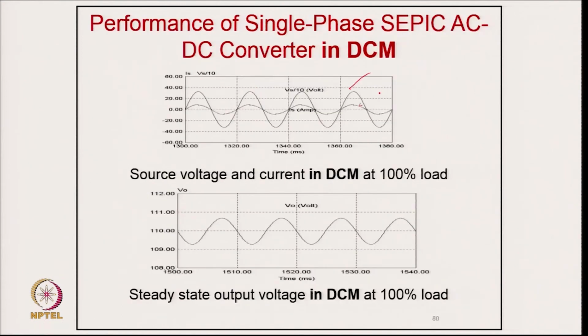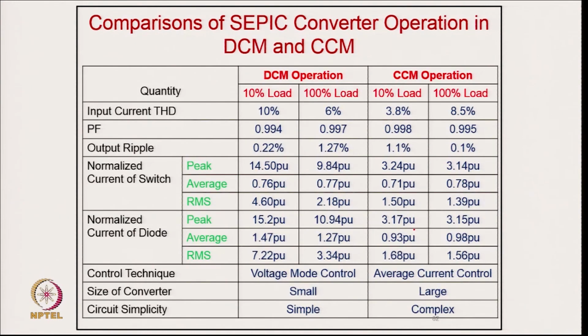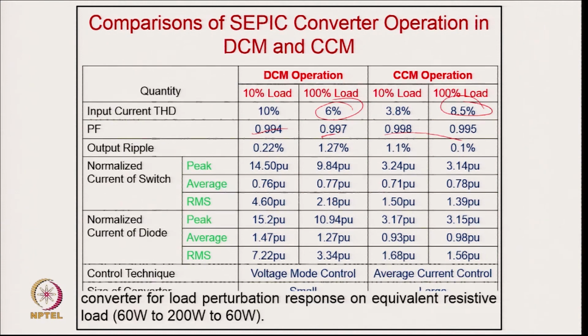You can see the input voltage and input current are in phase, the current is sinusoidal, so the power factor is almost unity. Typically the output voltage ripple is less than 1%, less than 1 volt. This is for continuous conduction: input voltage and input current are in phase and the current is not distorted, you have an almost line-like sine wave current. This is the output voltage ripple, less than 1%. Here you can find the THD for DCM and CCM in the case of this SEPIC converter, and of course the power factor is almost unity in all cases, like 0.99 or more.